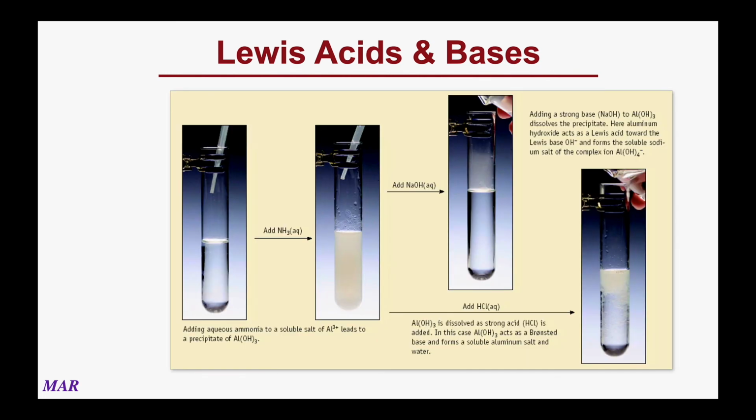This picture shows in a little bit greater detail what's happening. In the first one, we have just aluminum plus 3, and that's just a clear solution, no big deal. You add some ammonia, and the ammonia is a hydroxide creator, so you end up making Al(OH)3, and that's a fairly insoluble compound, so you can see it's kind of white right there.